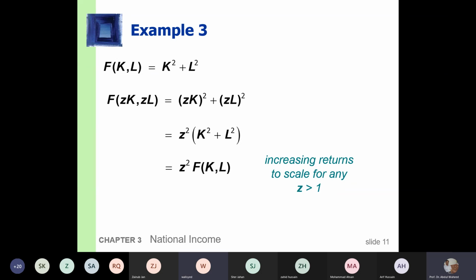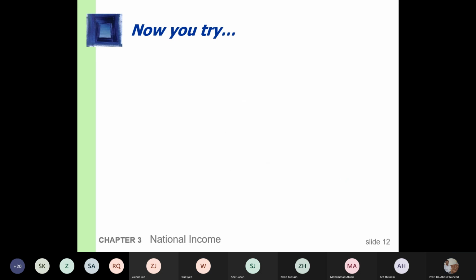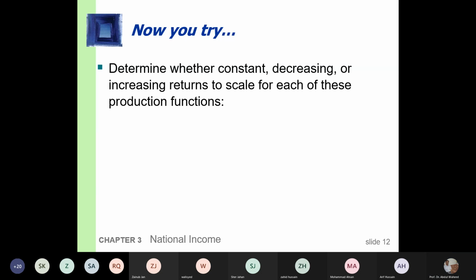Let me take your test, then I will know whether it's clear or not. Now you have to try, okay? So determine whether we have constant, decreasing or increasing returns to scale for each of these following production functions. A or B? बताएं. Now you have to solve it and give me the answer for A. A जो है वो increasing return to scale है, decreasing है या constant है, same. You have to try for B. Yes. And write down your answer.